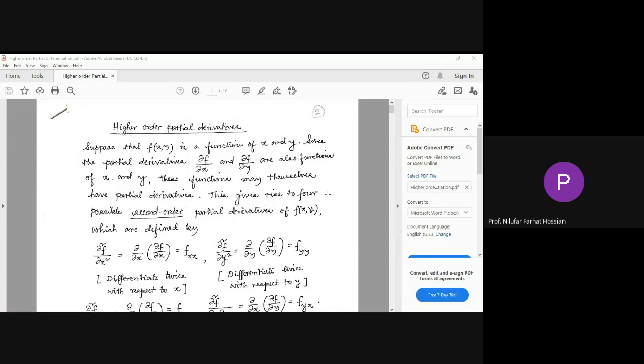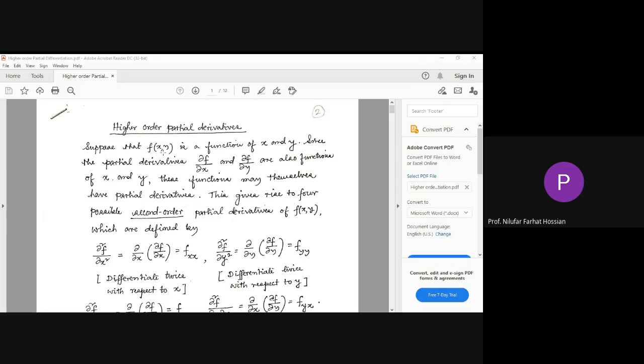So today we will do higher order partial derivatives. Suppose that f of x, y is a function of x and y. Since the partial derivatives del f by del x and del f by del y are also functions of x and y.